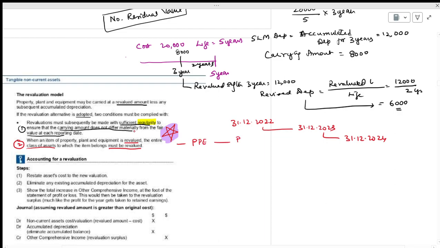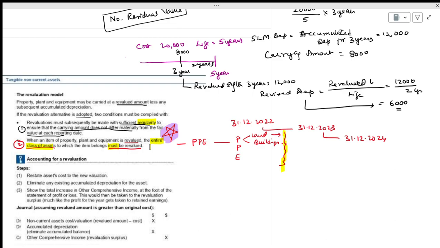You have property, you have plant, you have equipment. Is it right? In the property, you will have land, you will have buildings. I cannot say that I will do revaluation for land and I will not do revaluation for buildings. No. If you are doing revaluation, you have to revalue, as they said, the entire class of assets. The entire class of assets to which the items belong must be revalued. Means you have to revalue all the things.